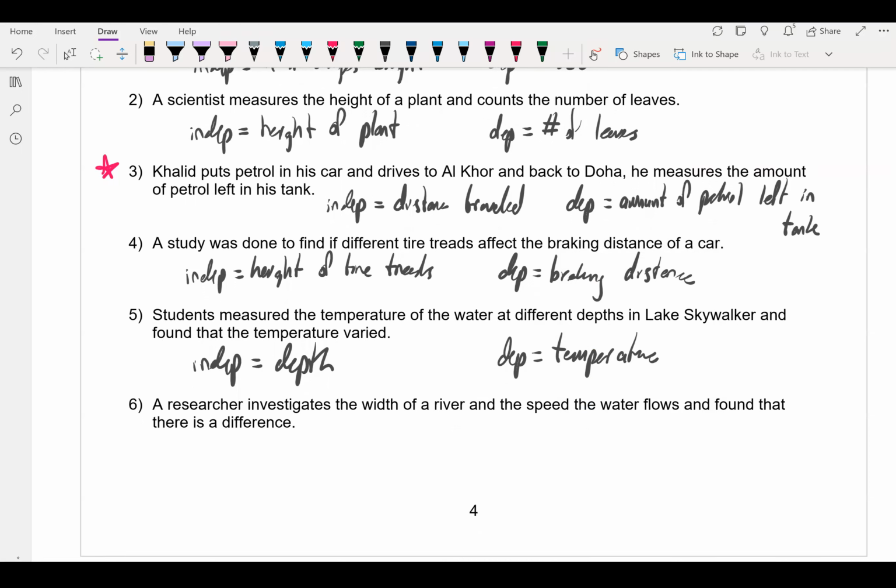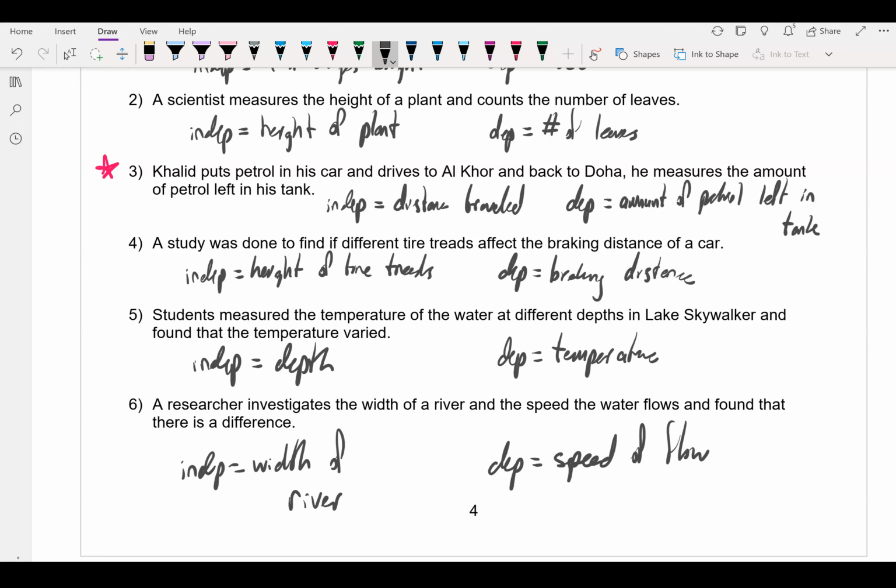A researcher investigates the width of a river and the speed the water flows and found that there is a difference. So let's see, independent and dependent. I like to think which ones depend on the other. Well, I would say that the speed of the flow is dependent on the width of the river. And there are literally hundreds of examples you could come up with for this kind of thing, but if you can figure out which one's which, it'll help you a lot in the future. All right, let's move on to the next.